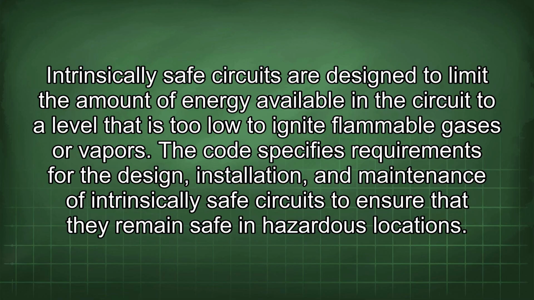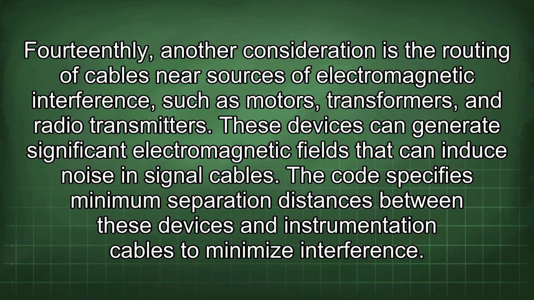in hazardous locations. 14thly, another consideration is the routing of cables near sources of electromagnetic interference such as motors, transformers, and radio transmitters. These devices can generate significant electromagnetic fields that can induce noise in signal cables. The code specifies minimum separation distances between these devices and instrumentation cables to minimize interference.